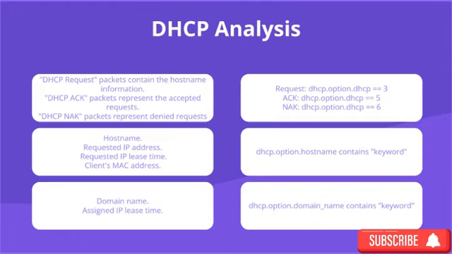DHCP request options: hostname, requested IP address, requested IP lease time, client's MAC address. Hostname contains keyword. DHCP ACK options: domain name, assigned IP lease time. Domain name contains keyword. DHCP NACK options: message, rejection details, reason. As the message could be unique according to the case, situation, it is suggested to read the message instead of filtering it. Thus, the analyst could create a more reliable hypothesis as a result of understanding the event circumstance.